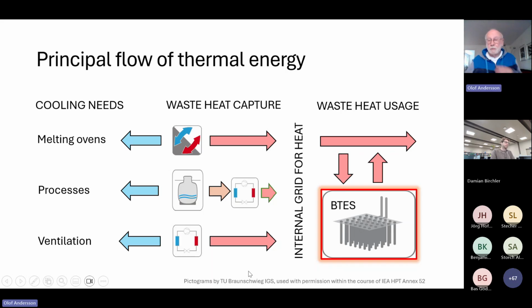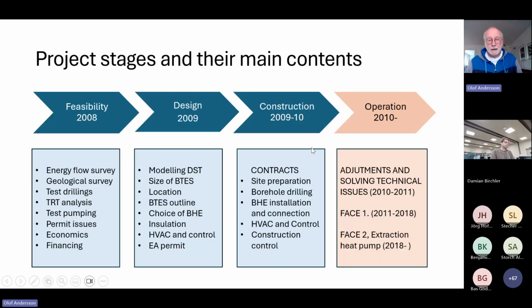And we thought at that time that we had some 8 gigawatt hours of waste heat, but it showed not to be. I'm coming back to that later. Even if this is 15 years ago, we kept following different stages, like feasibility studies, and then design, and then construction.